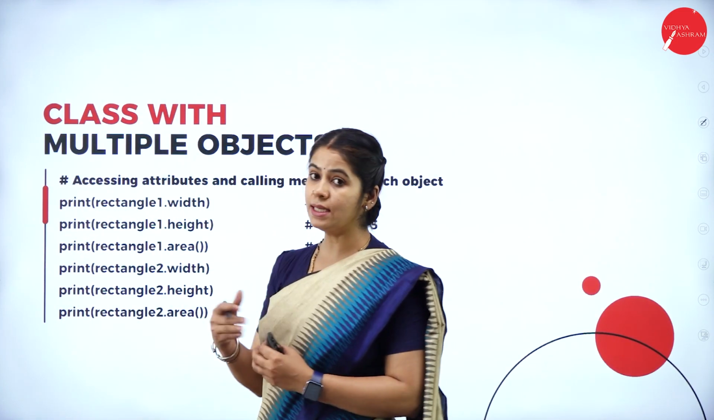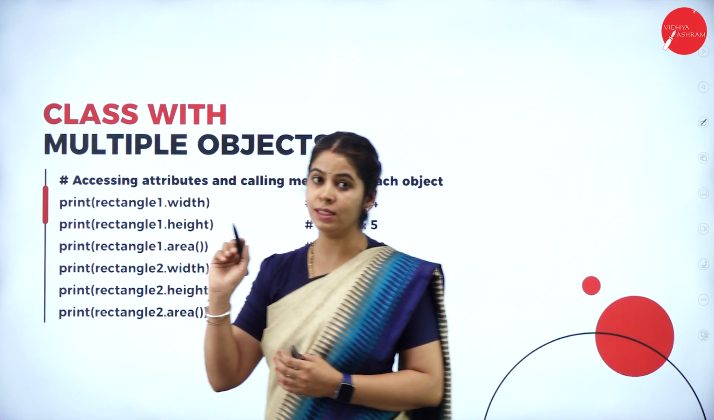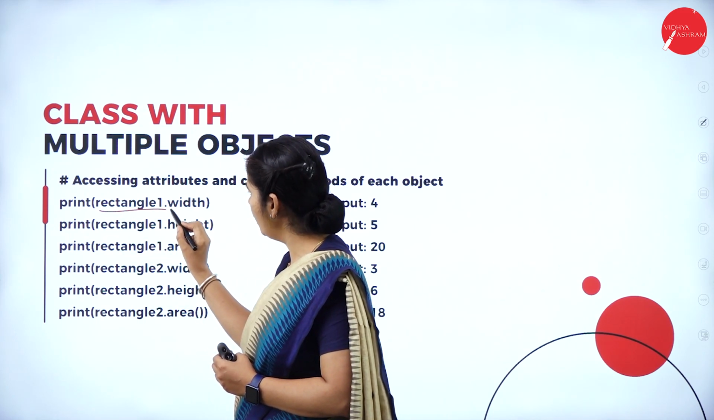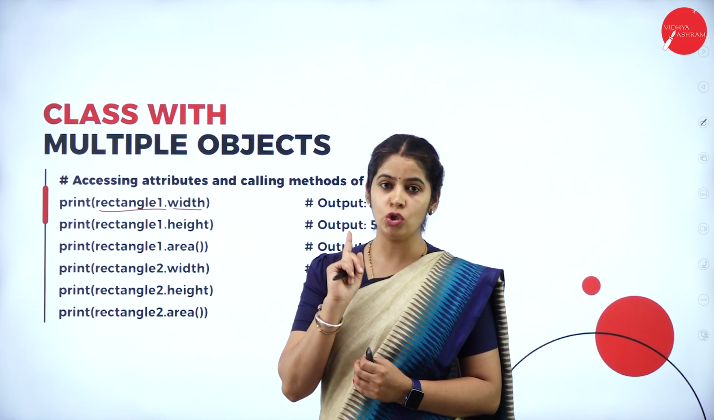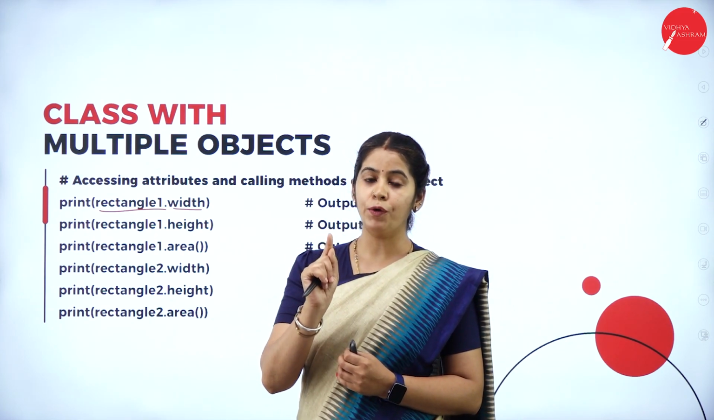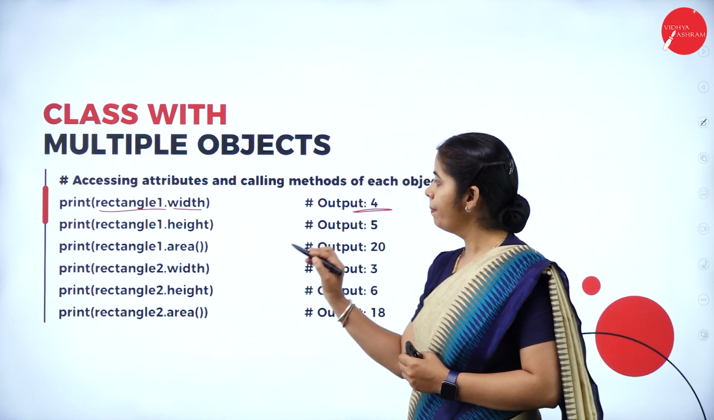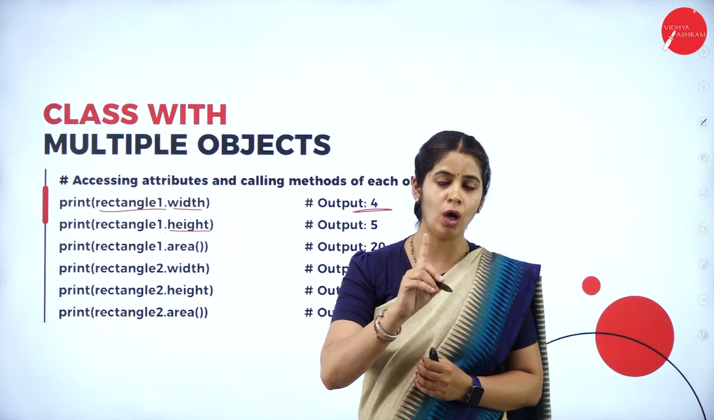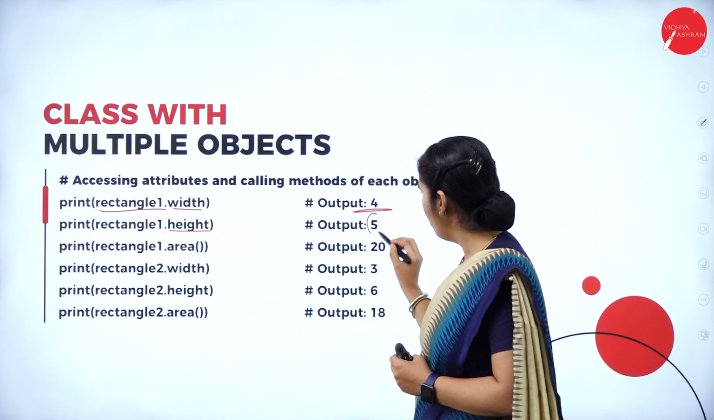How are we accessing the attributes and the methods of that particular class Rectangle? We write rectangle1.width. What am I supposed to access? Only the attribute width of the first object, which is 4, and rectangle1.height, the attribute height of the first object, which is 5.